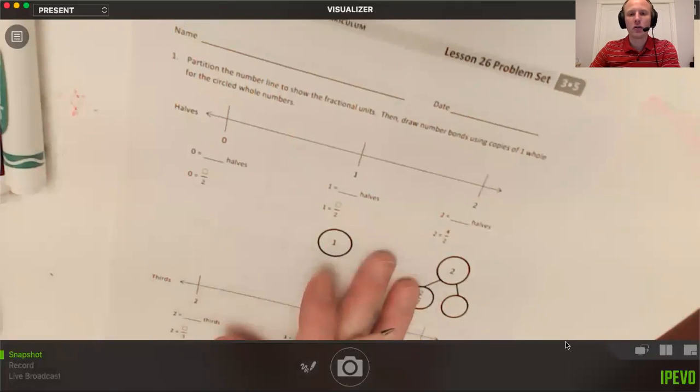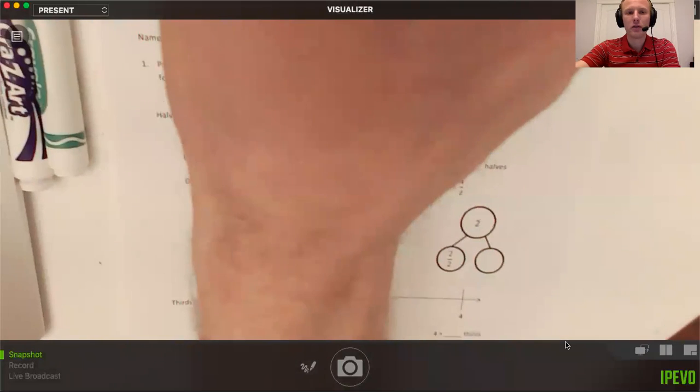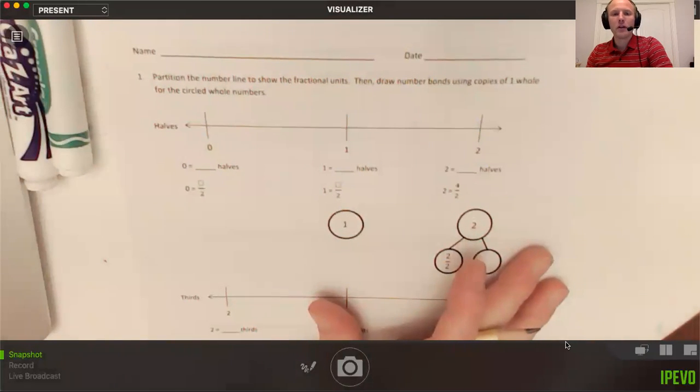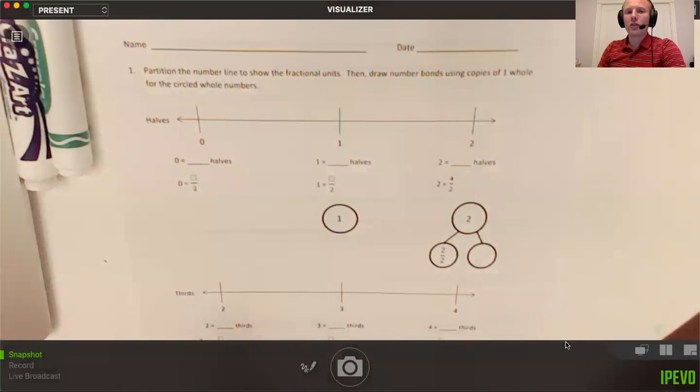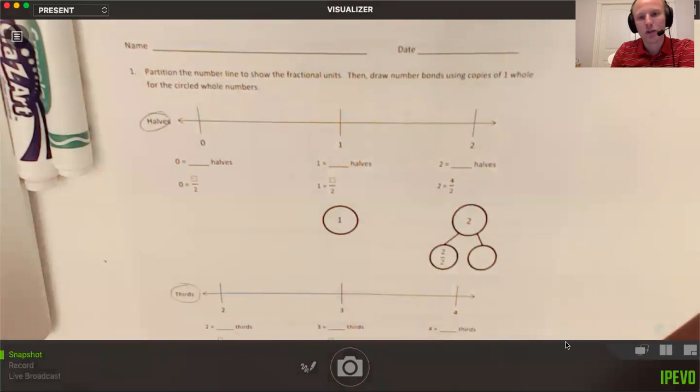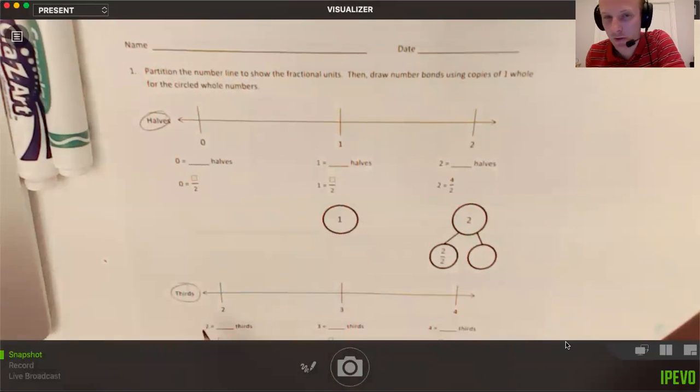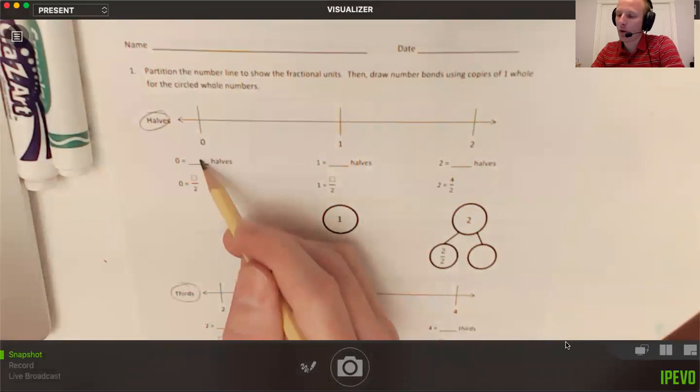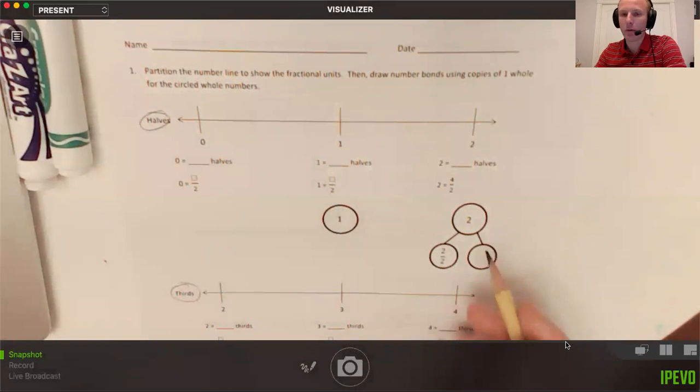So, we like to show you a bunch of different ways to do things because different ways work for different kids. So in this, the directions are to partition the line to show the fractional unit. So the fractional unit that they're wanting us to do is listed to the left of each number line, halves on the first one, thirds on the second one. We're going to fill in the blanks, and we're going to draw number bonds for each whole. So the whole number will go in there, and the copies we're going to make are going to be copies of one whole. So that's going to make more sense when we do it. So let's just get started.